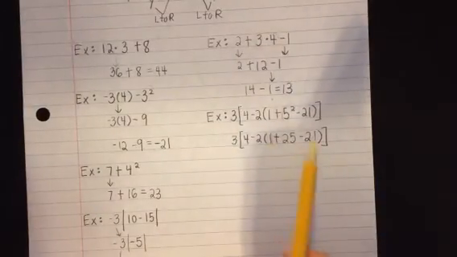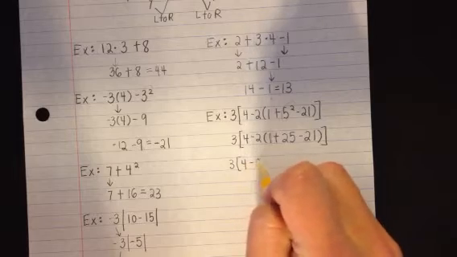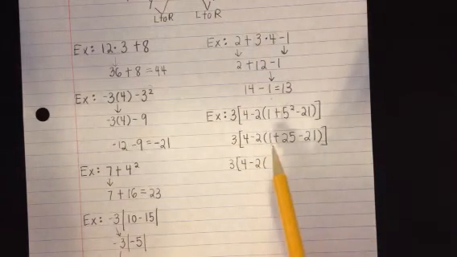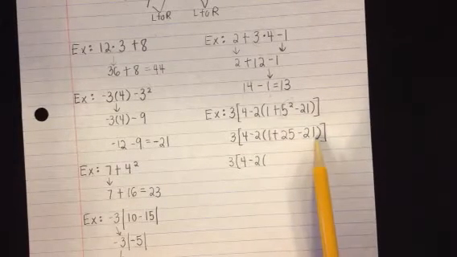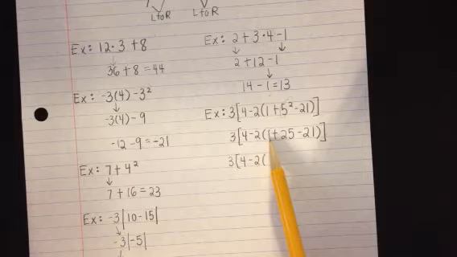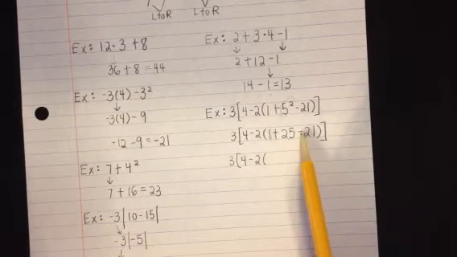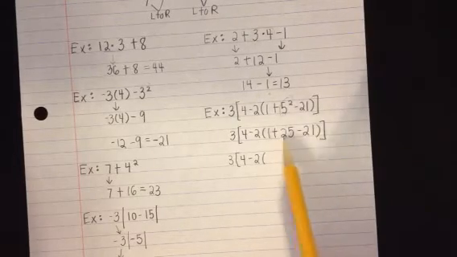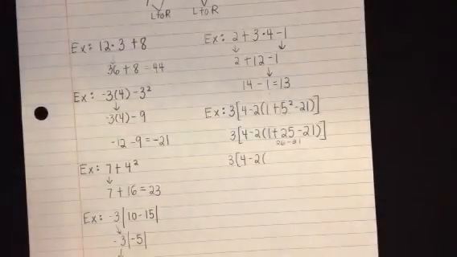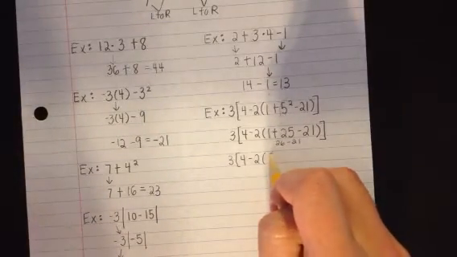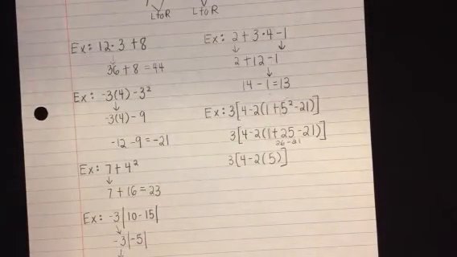Okay, so I still have this innermost parentheses, so I'm going to drag everything else down still. Can't even get to that part yet. Okay, so all I have in here is plus and minus. That means I just read this left to right. So from left to right, I've got 1 plus 25, that's 26, minus 21. And 26 minus 21 is 5. Okay, so then I'm going to close my parentheses, close my brackets.